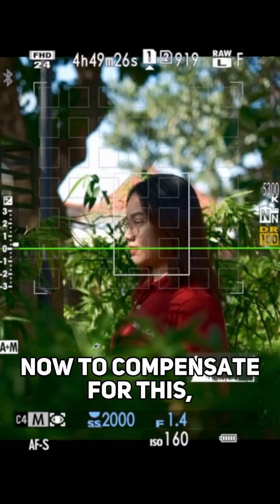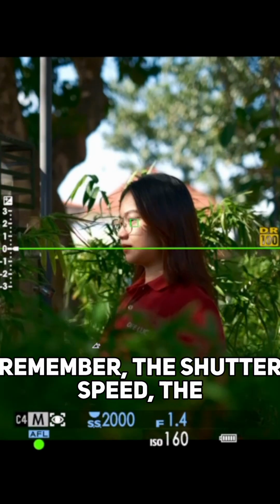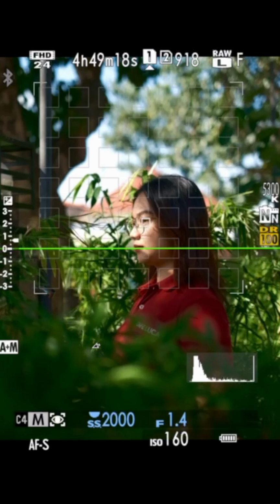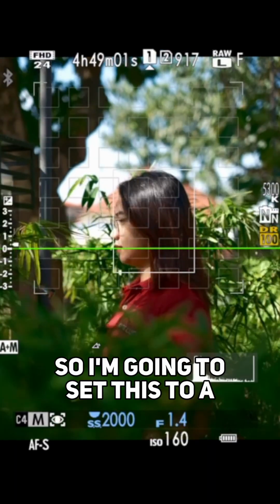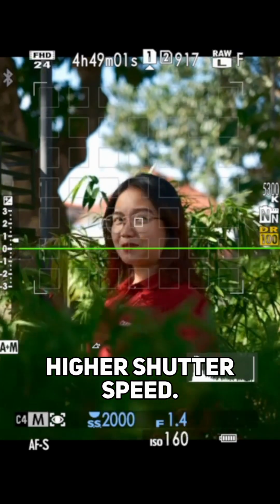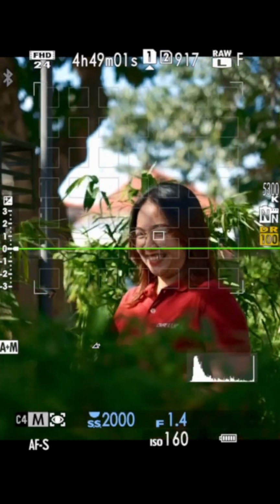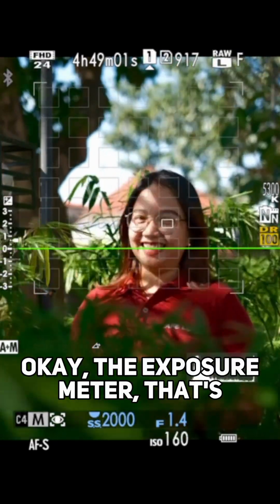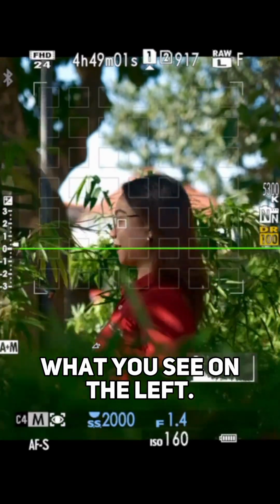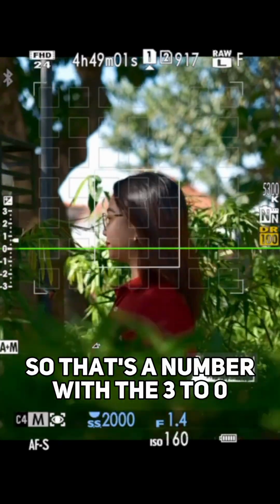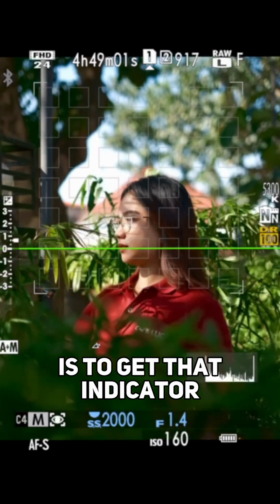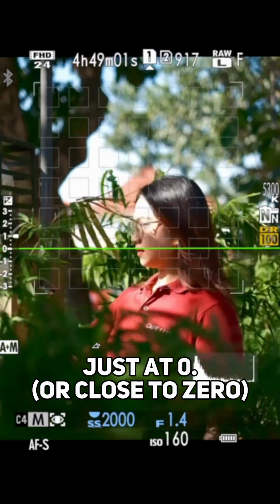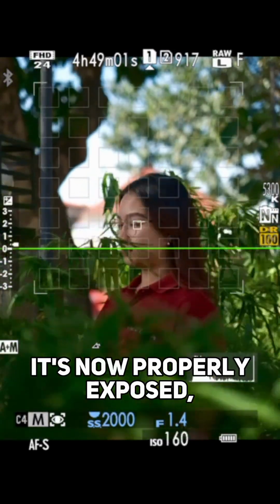Now to compensate for this, remember the shutter speed: the higher the number, the faster the shutter closes and opens. So I'm going to set this to a higher shutter speed. The exposure meter, that's what you see on the left, the number with the 3 to 0 to -3. The goal here is to get that indicator just at 0. Okay, it's now properly exposed. I'm going to shoot this.